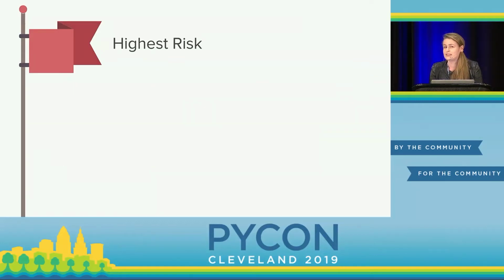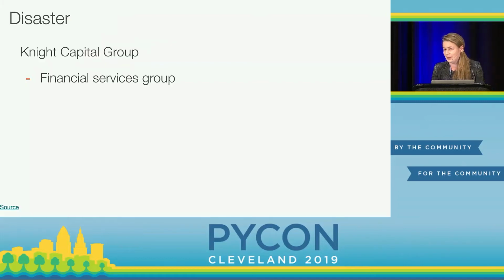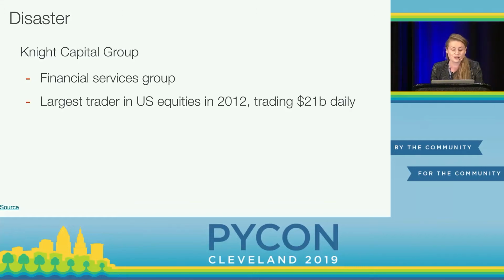So everybody's thinking, how bad can feature flags actually get? Is this actually a high-risk scenario, right? How bad can it get? It turns out it can get pretty bad. So has anybody heard of Knight Capital Group? Yeah, some people are nodding. They were a financial services group. The keyword here is were. They were the largest trader in US equities in 2012. They were trading $21 billion every day. It's a lot of money.